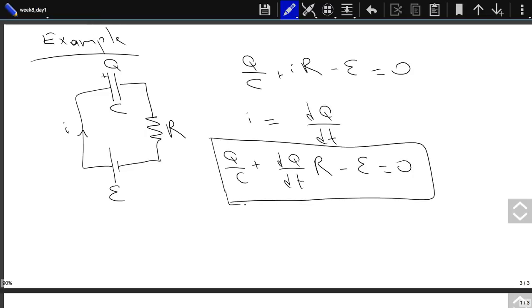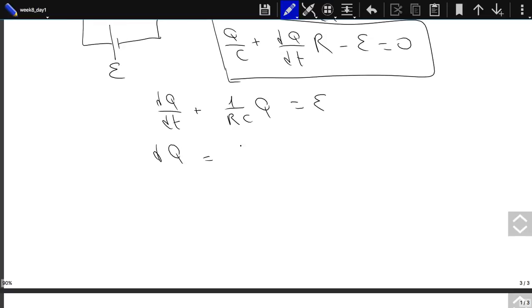Now we have to solve this equation. Last week we had the first example of what's called a first order differential equation, because there is only the first derivative. We just gave the solution, but we can actually derive the solution for these first order differential equations. Let's see, I can write this in this form: dQ over dt plus 1 over RC times Q should be equal to epsilon.